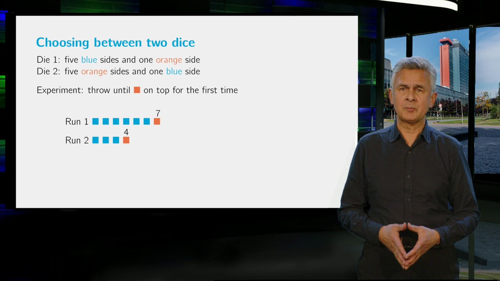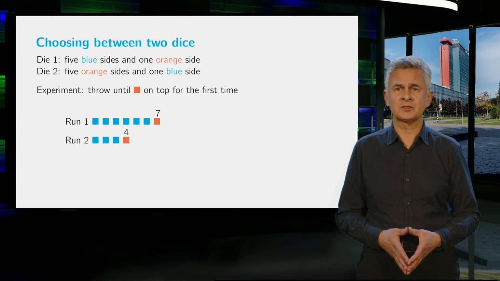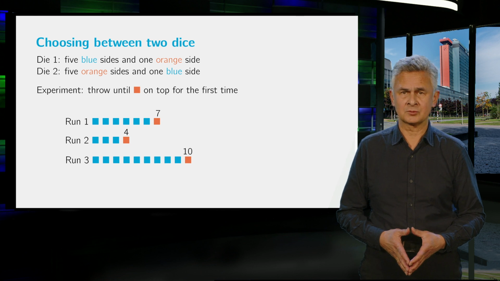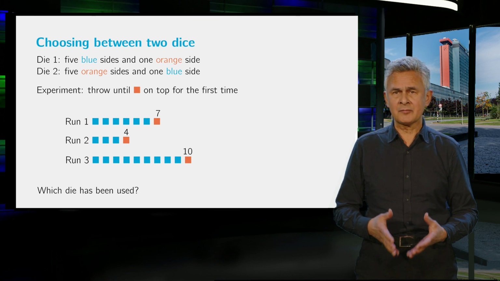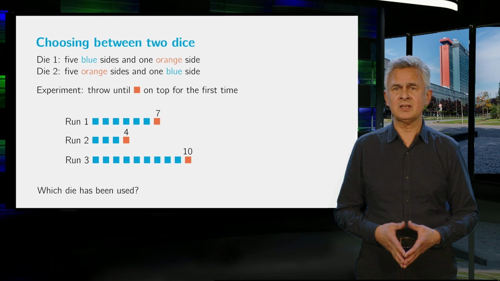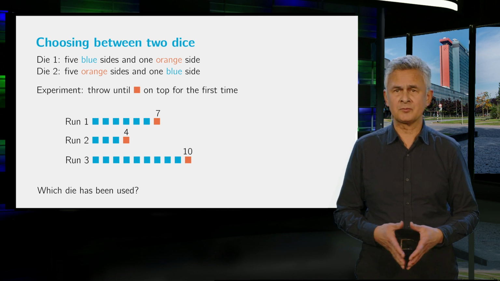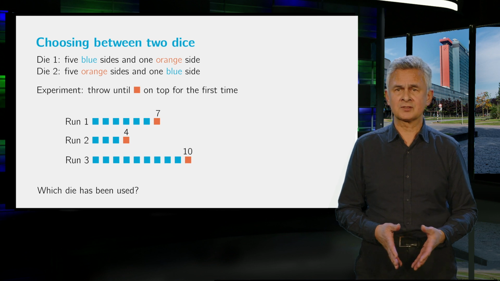The experiment is repeated again with the same die, which takes 4 throws, and again, which takes 10 throws. Now, given the results of the experiments, can you guess which die has been used? Now, you may pause the video for a moment to give this some thought.